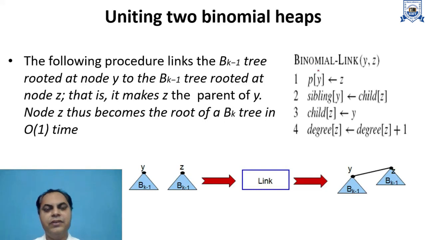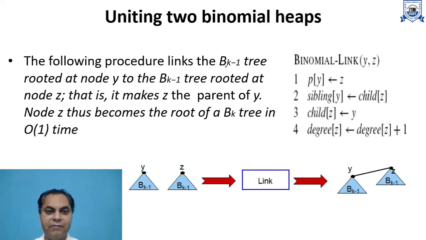Hello student, in this lecture we will discuss some more operations of binomial heaps. In binomial heaps we need one more procedure that is called binomial link. This binomial link procedure is used to combine two B(k-1) trees and convert them into a Bk tree. Let's consider a simple example.